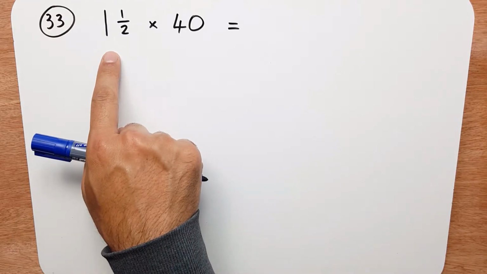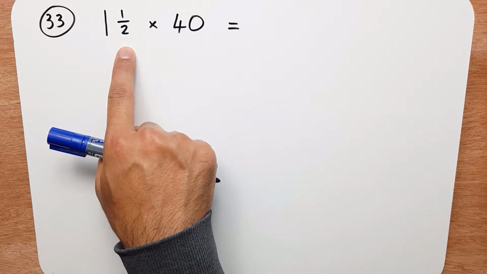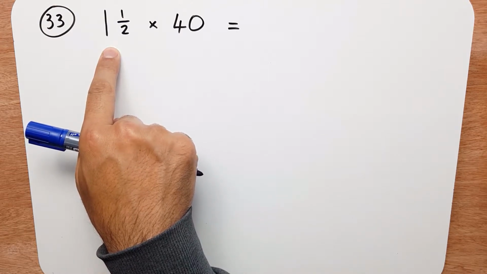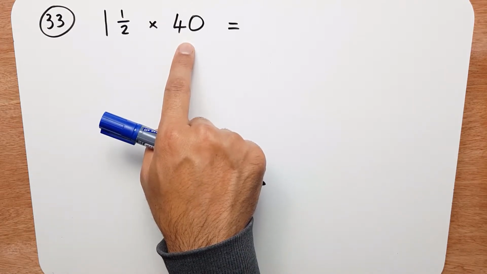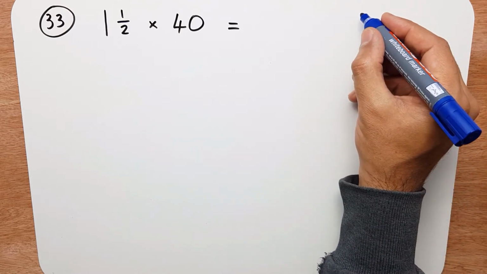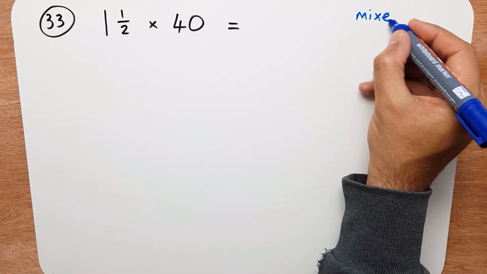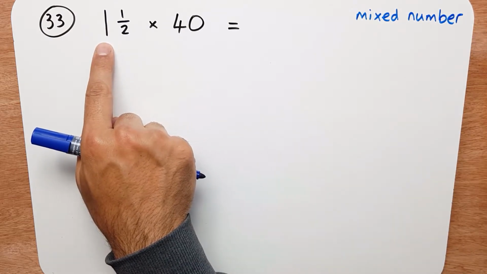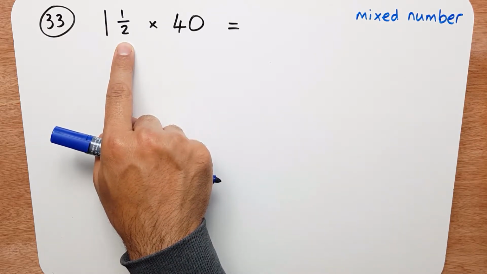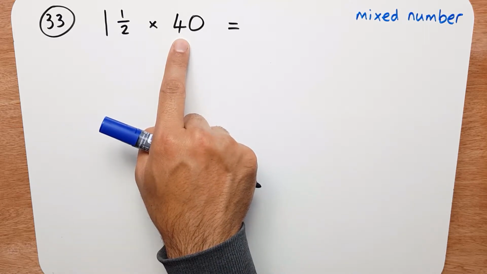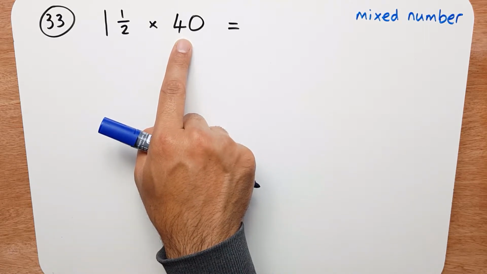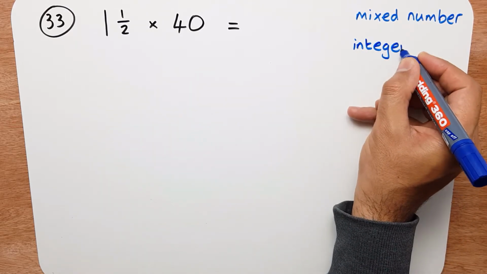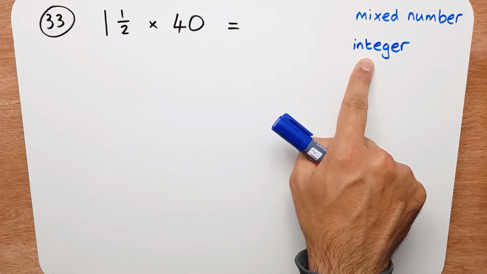In this question, we have 1.5 times 40. Now we have a mixed number here and a whole number here. So let me write that down, mixed number. Now a mixed number has a whole part and a fraction part. And we have a whole number here. And the other word we used for this was integer. So let me write the word integer again. And an integer is simply a whole number.